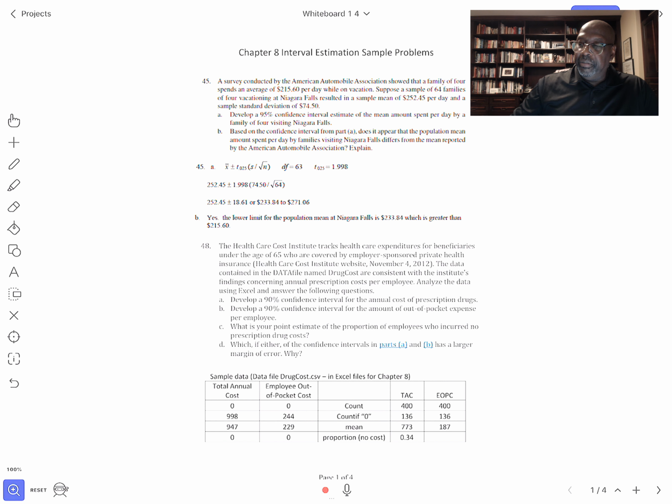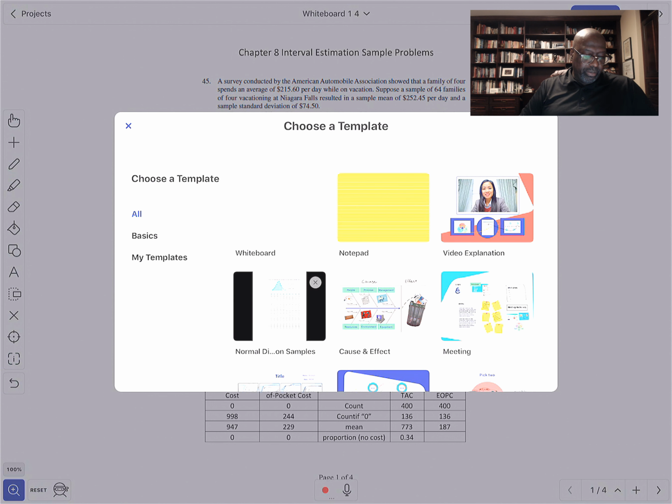In this video, we're going to work a couple of problems for you. The first problem we're going to look at is a problem just to find the confidence interval for a population mean. So we have a problem that is relatively simple just to begin with, and I'm going to create a fresh page for that.